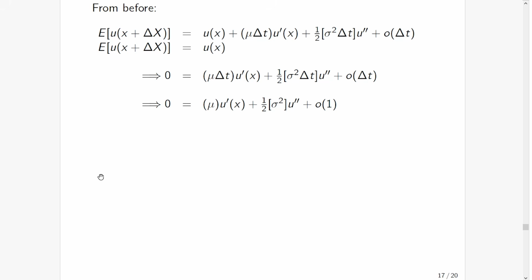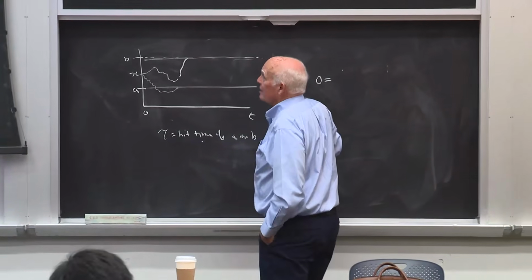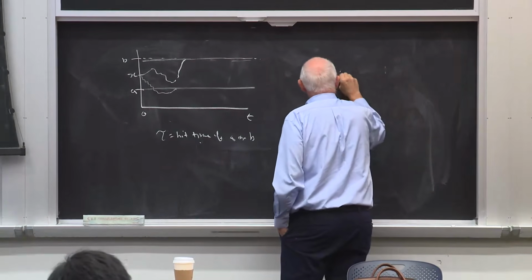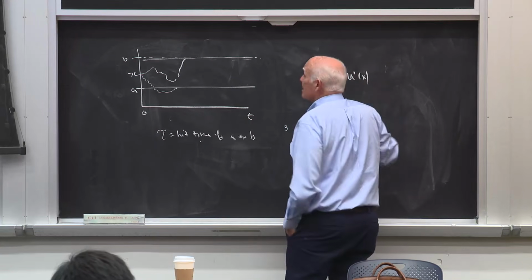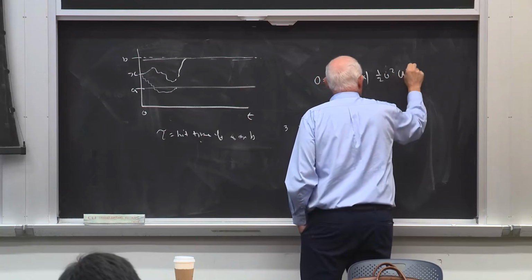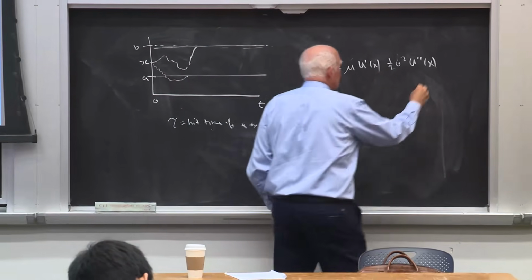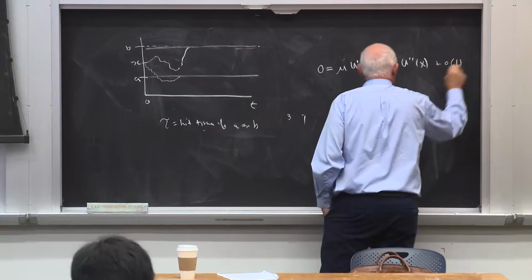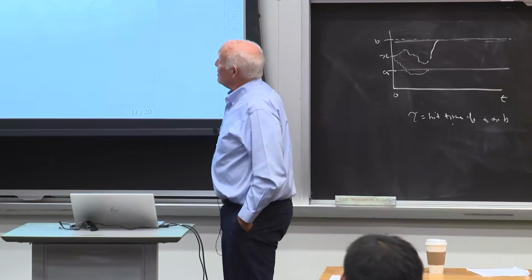And if we take that equation in u prime and u double prime, and we divide by delta t, we then get 0 is equal to mu u prime of x plus a half sigma squared u double prime of x. And to be really precise, a little o factor to make it an equation.